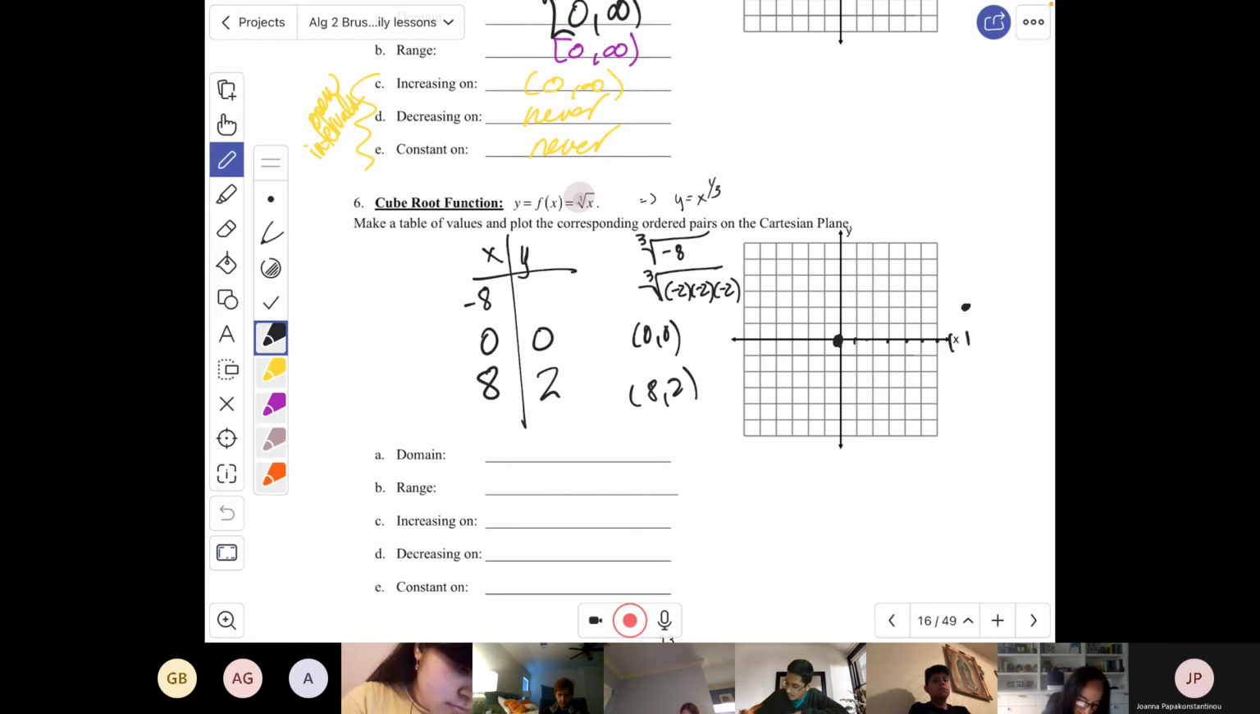Remember, the root index tells you how many of the same base factor you have to have repeating to be able to take one out, and then the rest of that set disappears. So the cube root of -8 is -2. You can't take the square root or an even root index of a negative number. It becomes imaginary. You can take the cube root or the odd root index of a negative number. So this point does exist.